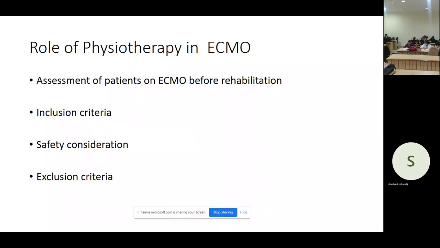So when considering safety, the first thing, as I discussed, the patient will be on multiple tubes, catheters, and cannulas. So making sure that all the tubes, catheters, cannulas are fixed, and continuous monitoring is being done. If we start a patient's passive movement, and with that simple passive movement, the patient's saturation is falling, what should we do? Should we continue or should we stop?